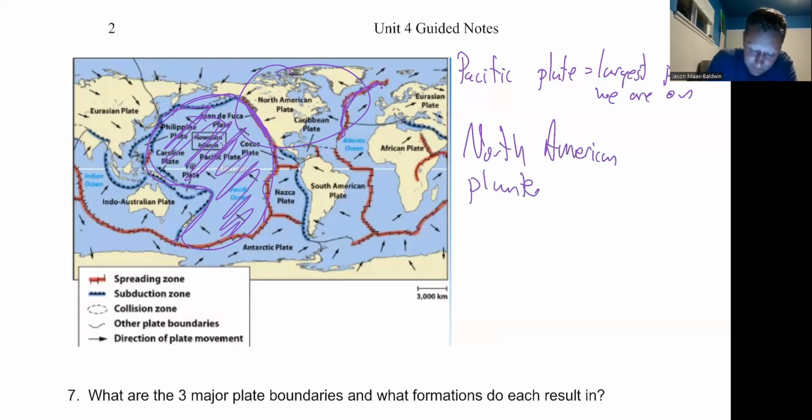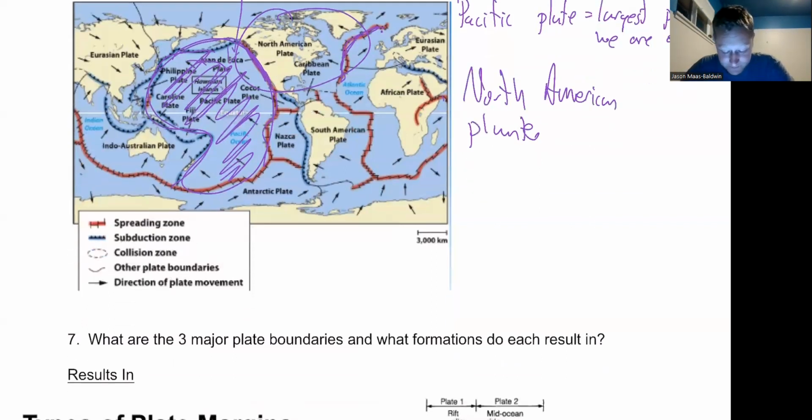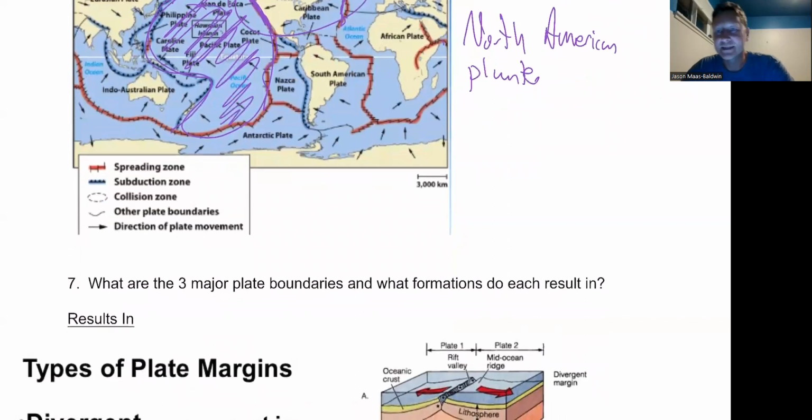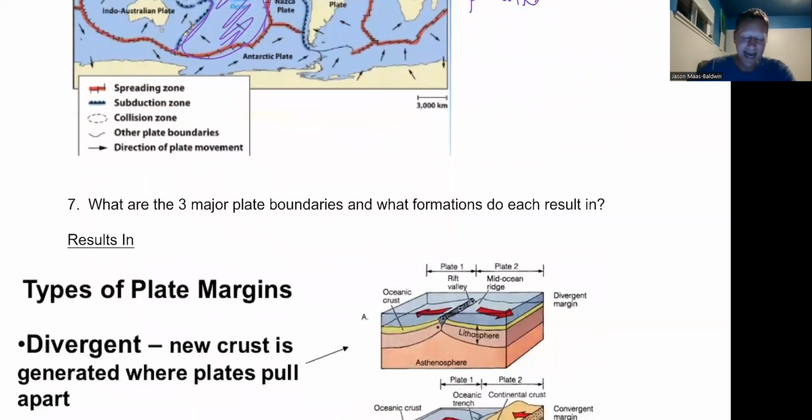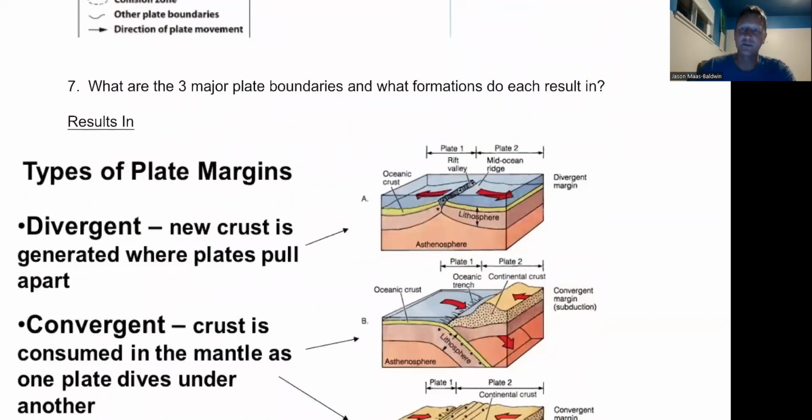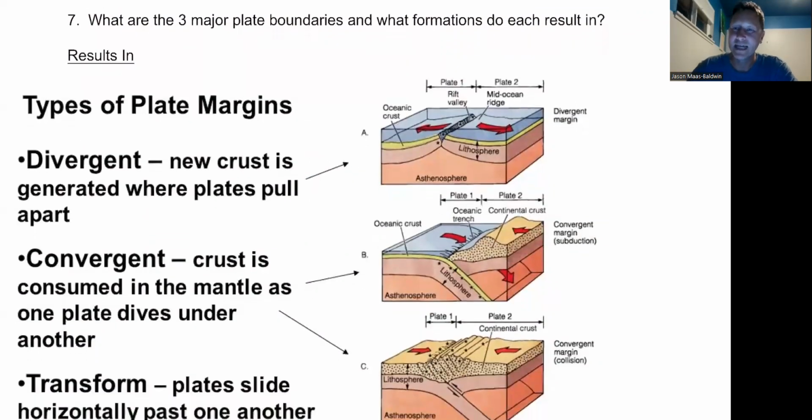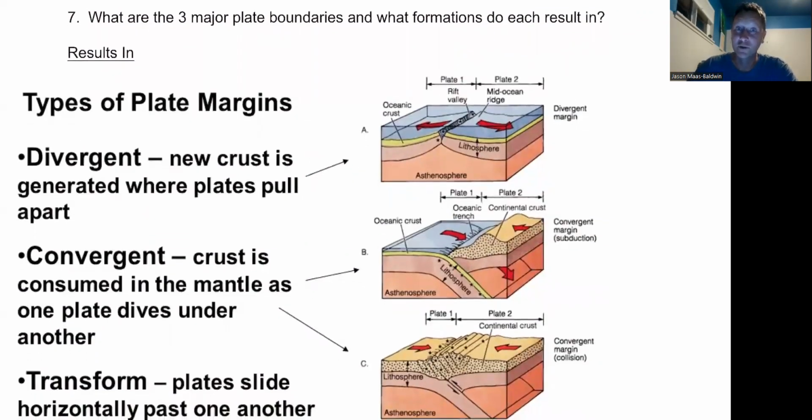And then we also have the Juan de Fuca plate, which is a little one, but it's subducting right underneath the North American plate, creating an important mountain range north of us. And so I feel like it's a pretty important plate to know. But the main thing to know about plates are the types of boundaries, okay? And then what types of geologic formations form at these boundaries.